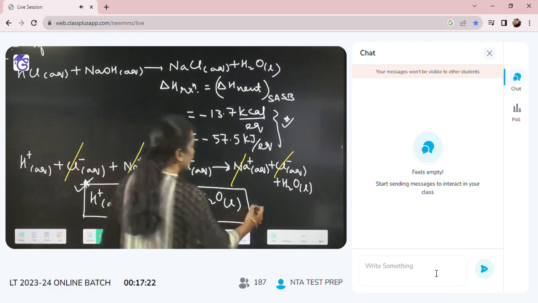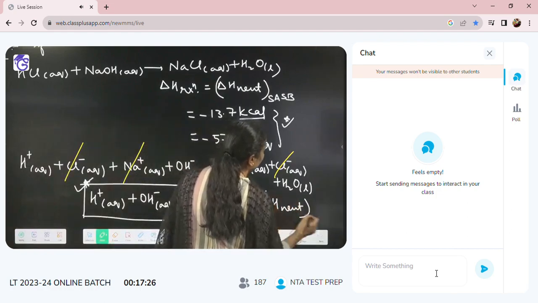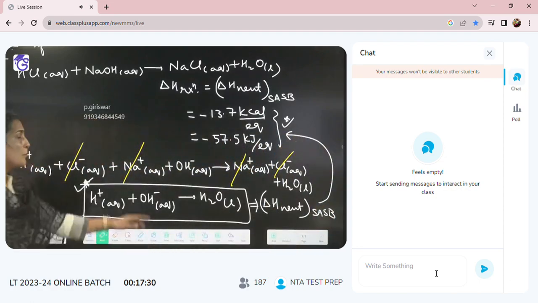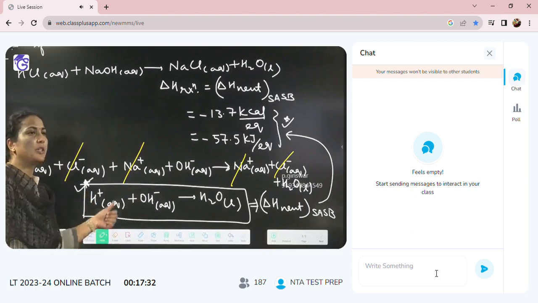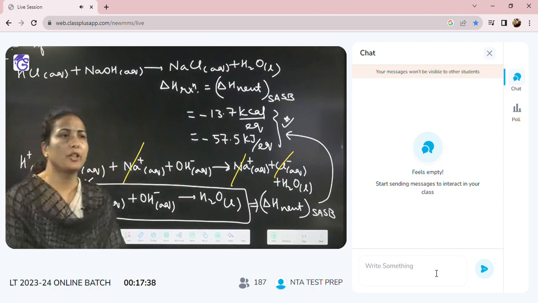So from now onwards, I'll simply denote this as delta H neutralization of a strong acid, strong base, whose value is this. It simply implies that when one equivalent of H plus reacts with one equivalent of OH minus, then 13.7 kilocalorie of heat is liberated.